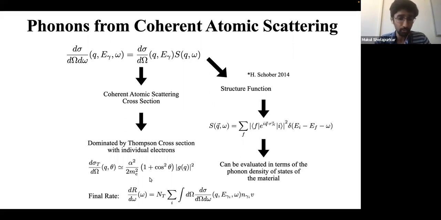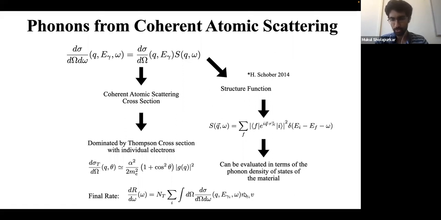And in the end, to get the final rate to create phonons of particular energy omega, we of course convolve this cross section with the photon number densities, with photons of various energies, like X-rays and gamma rays of various energies that are coming in. So this just depends on what radioactive impurities you have in your detector, what their decay chains are, and what the impurity concentration is. So that determines how many photons are coming in, and so on.